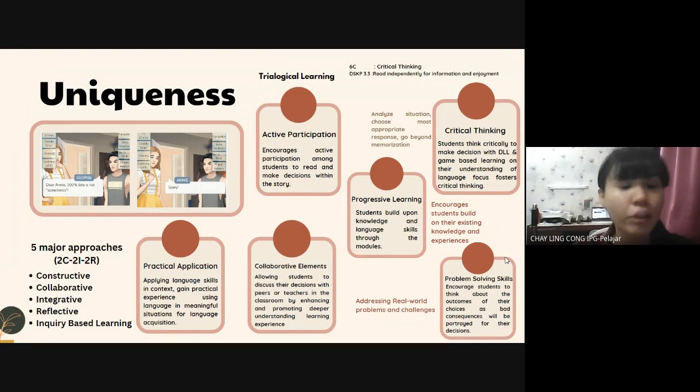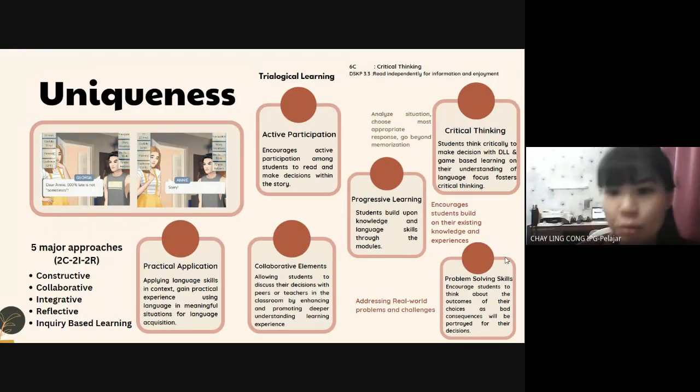So this is just a modified version from the textbook. So it's not 100% the same as the textbook. So they have to really understand or grasp the language focus to go through the story.